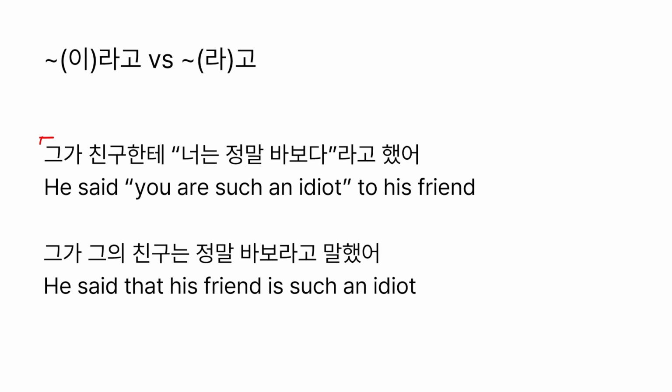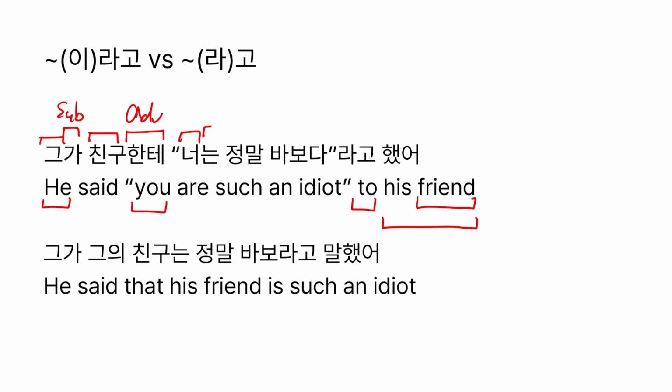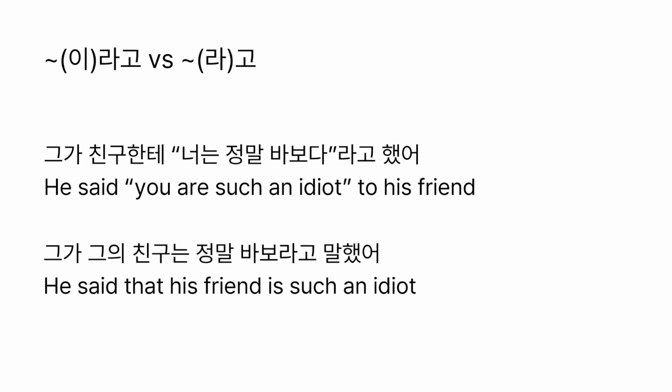In this sentence, 그 means he, and 가 is the subjective case particle, and 친구 means friend, but by the context it means his friend, and 한테 is an adverbial case particle that we learned, which is translated into to, and 너 means you, and then we'll learn that later, and 정말 means such, and 바보 means idiot, and 다 means are, and 라고 is the quotative case particle, which is not in the English sentence, and 했어 means said. And the next one is the example that we just learned.